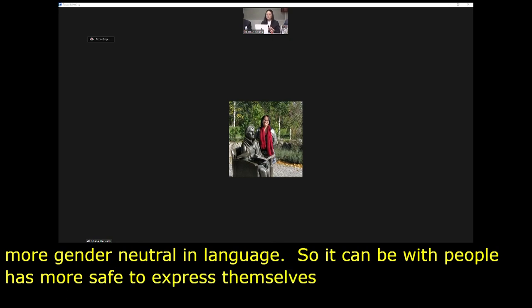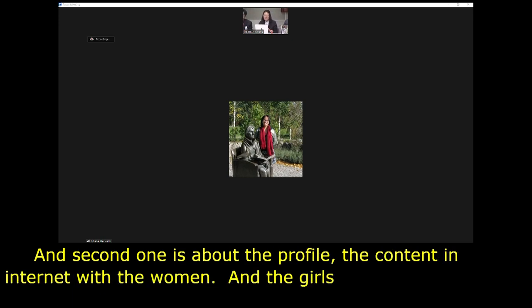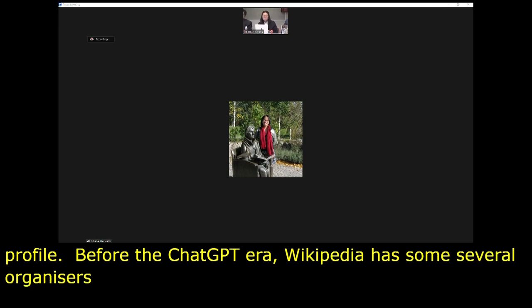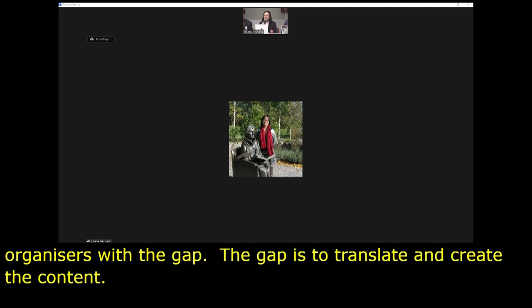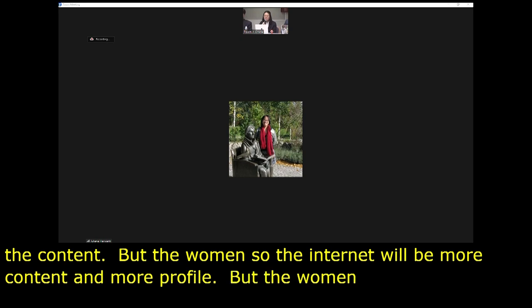And the second one is about providing content on the internet with the women and girls perspective and profile. Before the ChatGPT era, Wikipedia had several Wikigaps. Wikigap is to translate and create content about women, so the internet will have more content and more profiles about women and by women. So I think this is my opinion.